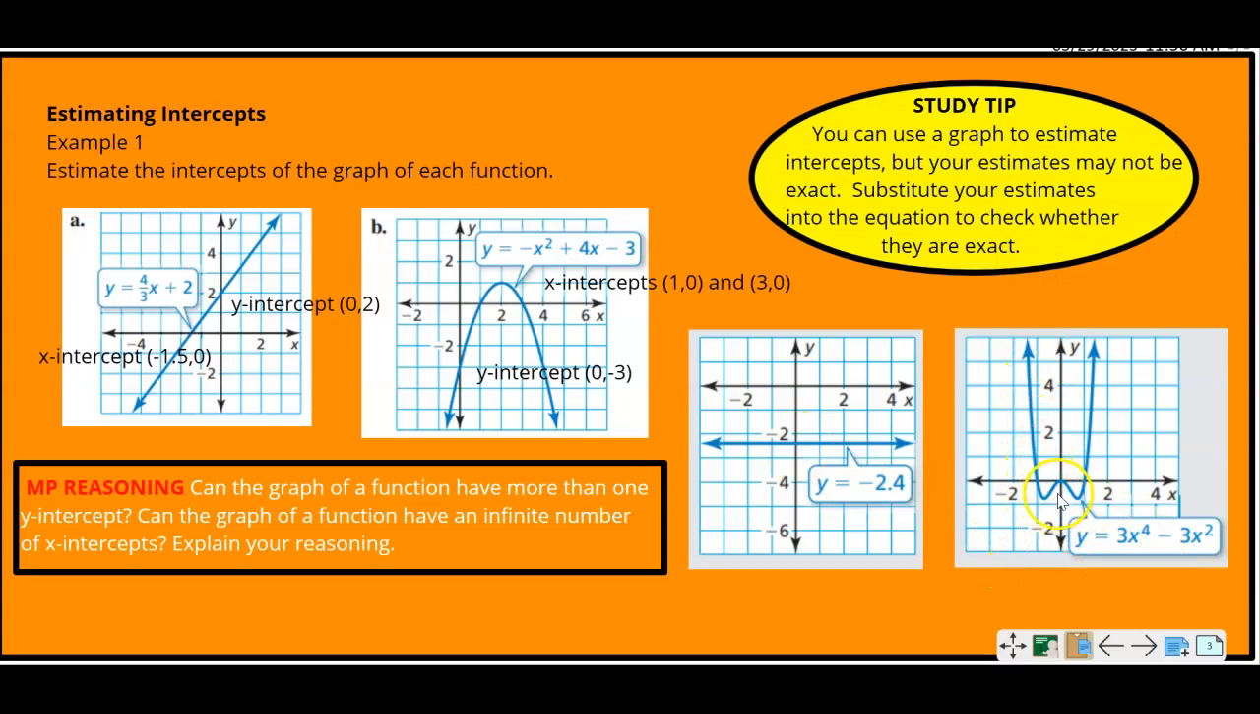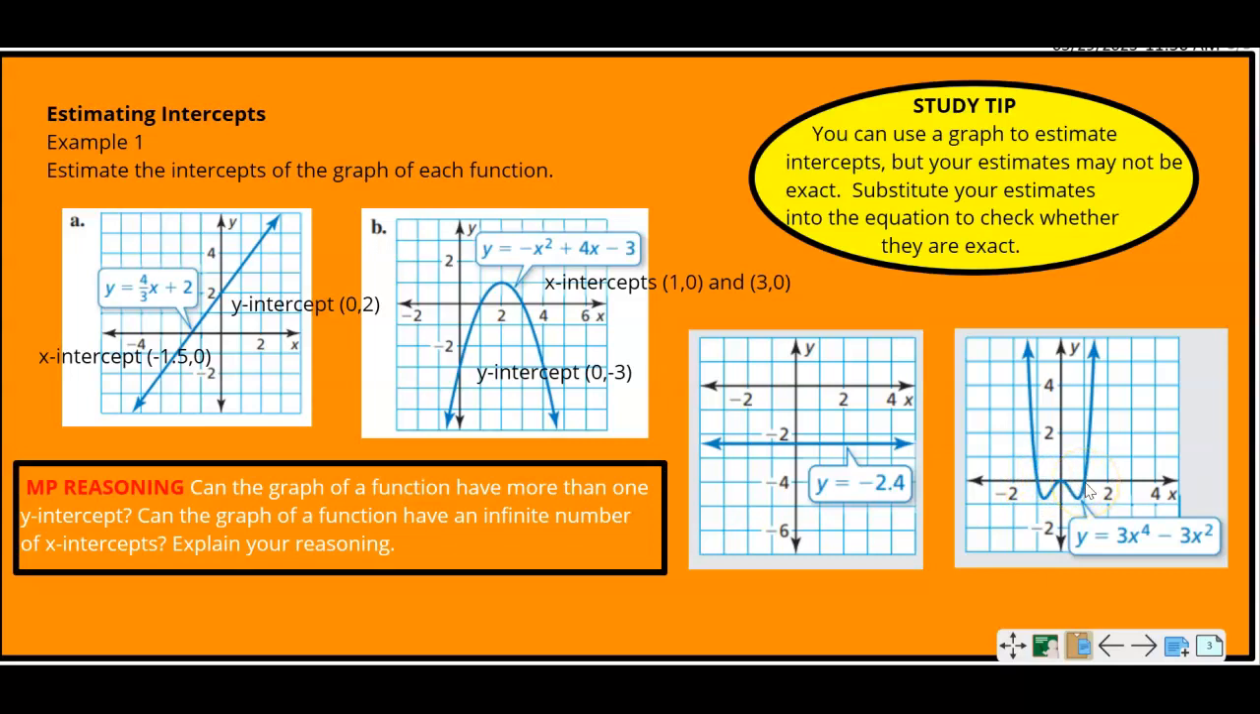This graph looks like it goes up and down, so it has some curves here. So it's going to have 1, 2, 3 x-intercepts. If this is -2, this would be -1. So it's going to have x-intercepts at -1, 0, and +1.